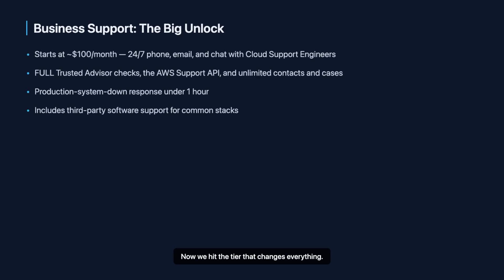Now we hit the tier that changes everything. Business support starts around $100 a month, and it's the big unlock. You get 24/7 access by phone, email, and chat to cloud support engineers, a step up from the associates on developer. You get the full Trusted Advisor check set, the Amazon Web Services Support API for automating cases, and unlimited contacts and cases instead of just one. The signature response time here is production system down in under 1 hour. Business also adds support for common third-party software stacks. This is the tier where Amazon Web Services starts treating you like a production customer.